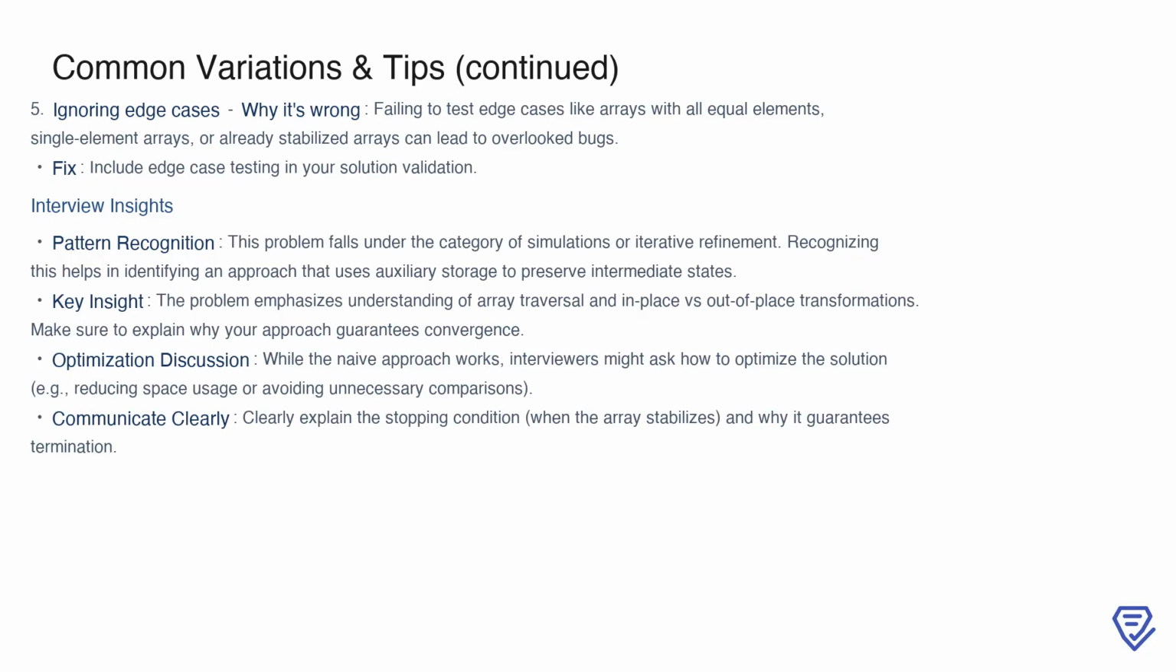From an interview perspective, this problem belongs to the category of simulations or iterative refinements. Recognizing this can help you quickly identify that auxiliary storage is often needed to save intermediate states. A key insight here is the distinction between in-place and out-of-place transformations, so be prepared to explain how your approach ensures convergence to a stable state. Interviewers might also prompt you to discuss optimization. While the naive solution is acceptable, you might be asked how to reduce space usage or streamline comparisons. Lastly, clear communication is critical. Make sure to articulate your stopping condition and justify why it guarantees the solution will terminate.